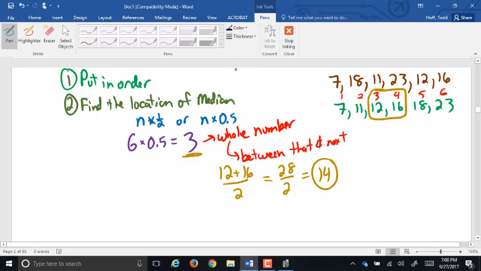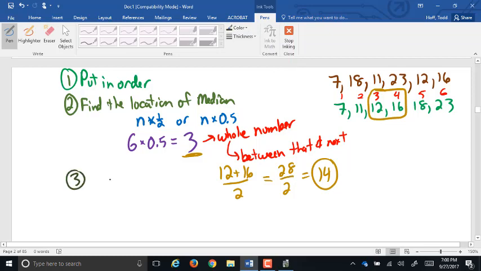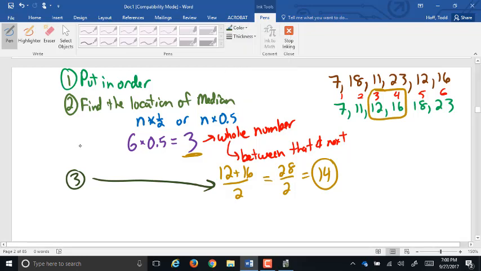Notice that's pretty close to the mean. The mean was 14.5. That's not bad. By the way, that was step 3. I kind of skipped over that. Step 3 was pick out the median from the list. Now this worked out this way because n was even.